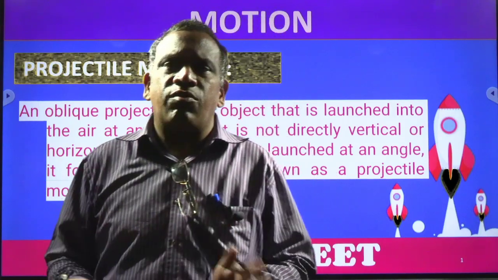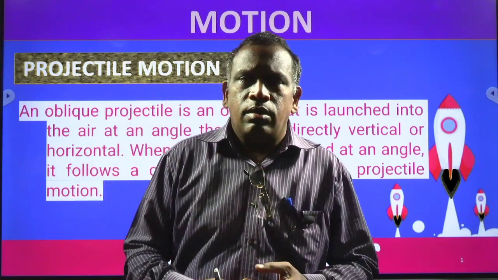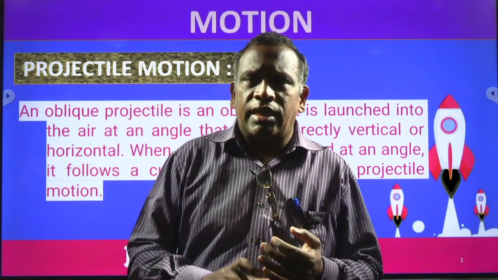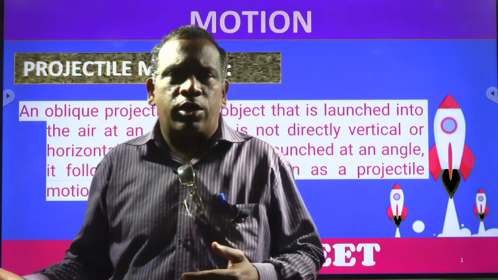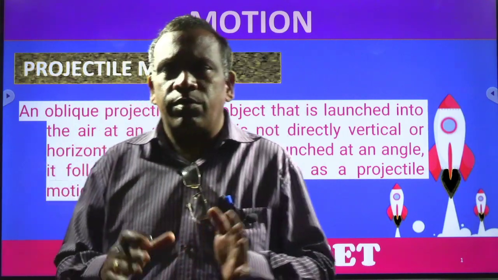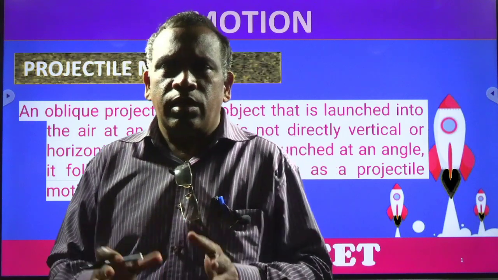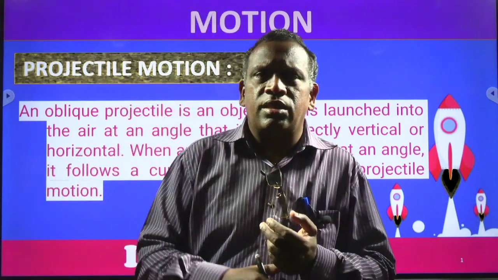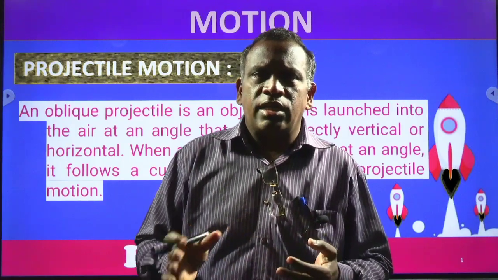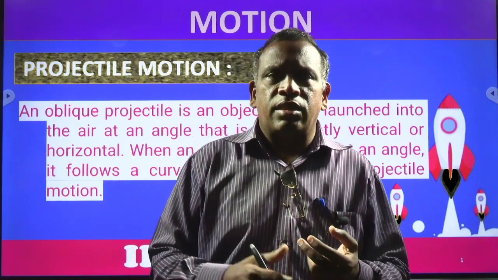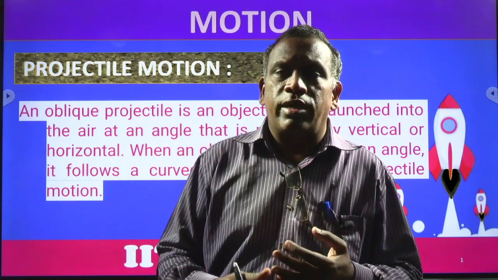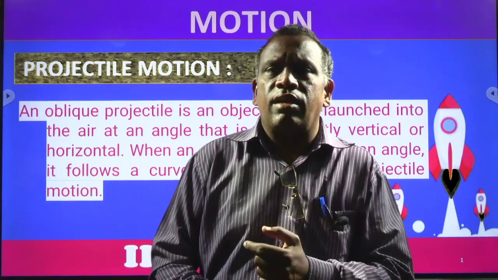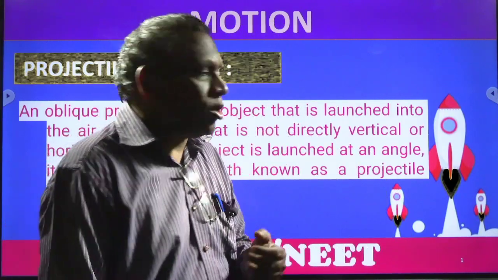The trajectory of a projectile means the path travelled by the body in the projectile. It is usually a parabola. The parabola is the path travelled here. So the path travelled by a projectile we call the trajectory. The trajectory of an oblique projectile is a parabola.